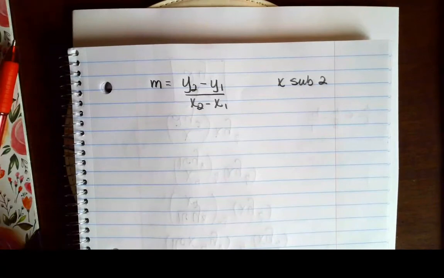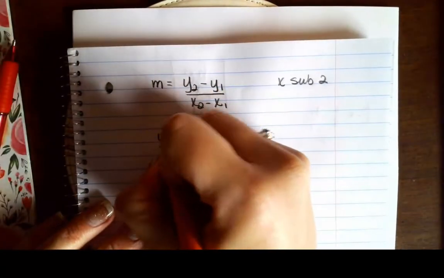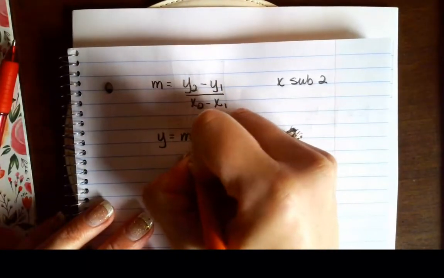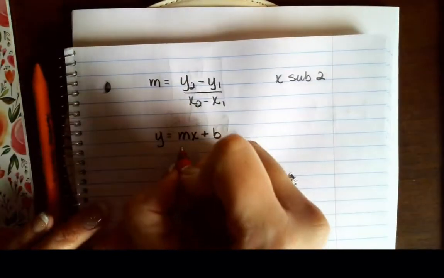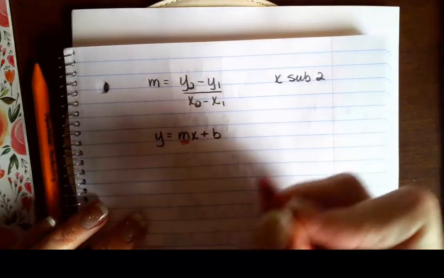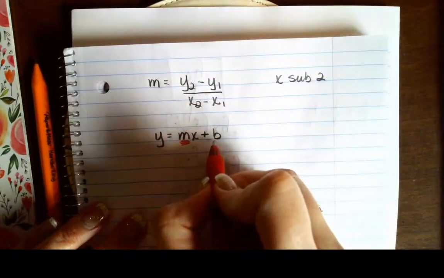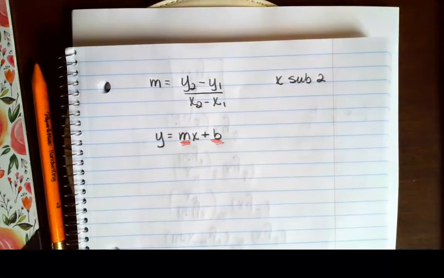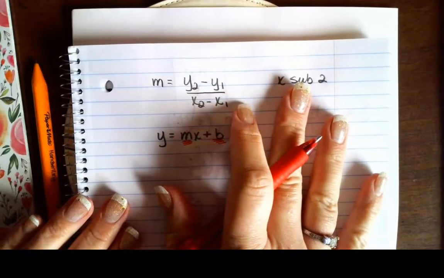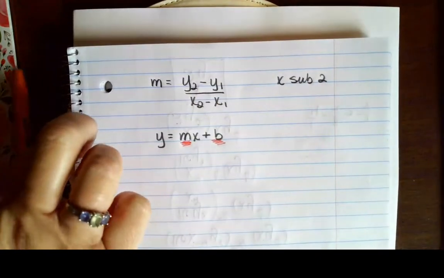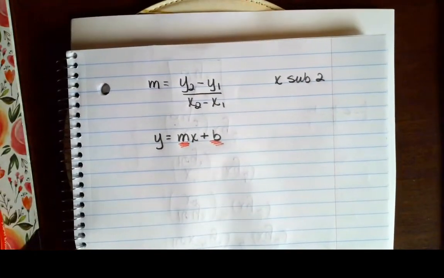So I want to find slope, and I also want to use the formula for the slope-intercept form of an equation. So if you will remember, this variable is going to be our slope, and this variable is going to be where it slices through the y-axis. So these two formulas are going to be very important during Module 1.